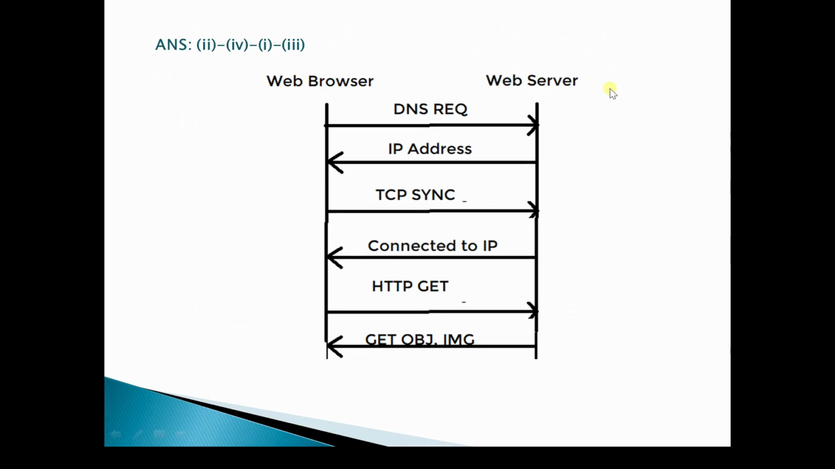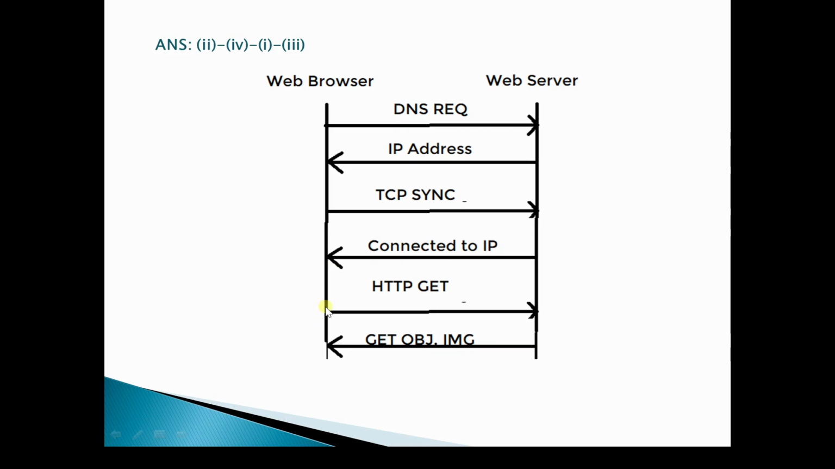Here is the web browser and web server in remote condition. What will happen in TCP connection? First, the web browser will send a DNS request to find the IP address. So the web server will resolve the IP address and send back to web browser. Now the web browser sends a TCP SYN request, that is to connect with the IP address, request to connect with the IP address. The web server will connect to the IP address.